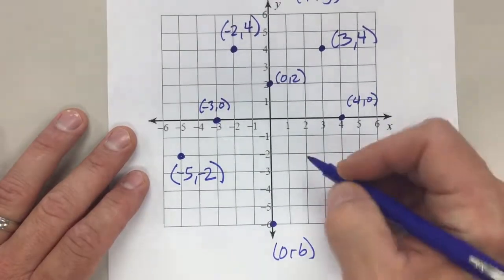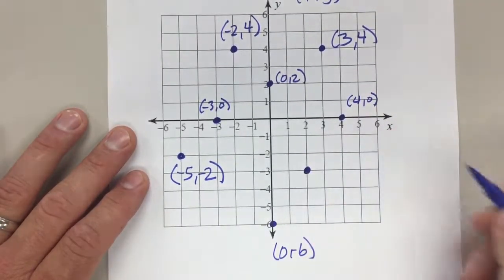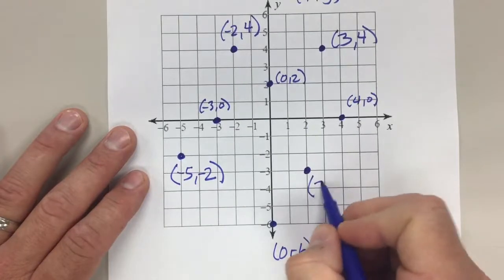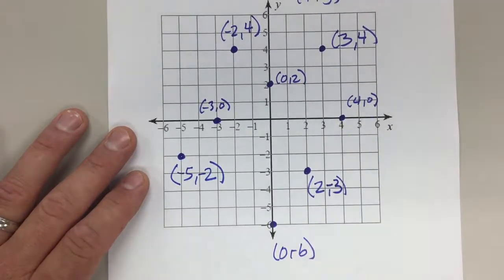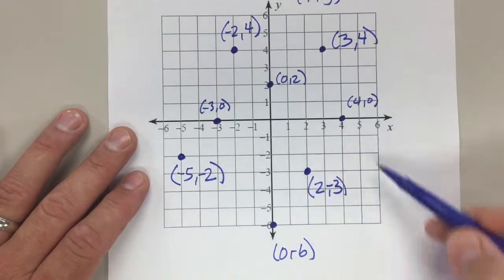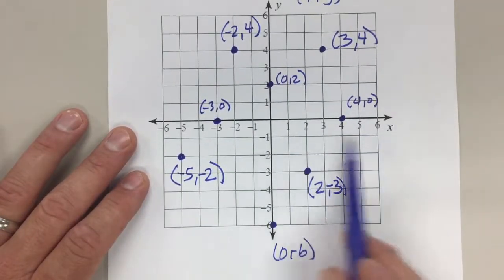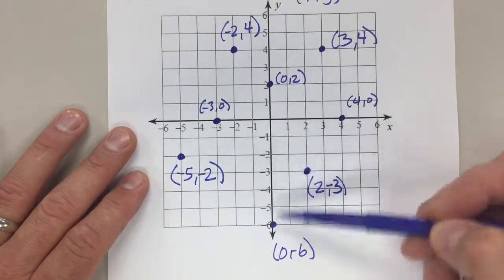And then down here in quadrant 4, let's do this one. I'd go 2 to the right, and that's my x, and then 3 down, that's negative 3, that's my y. All the points in this quadrant have an x that's positive and a y that's negative.